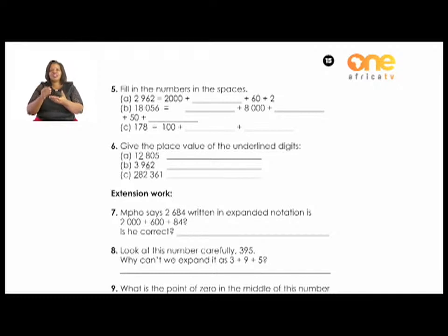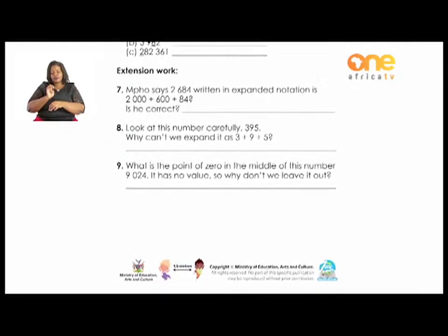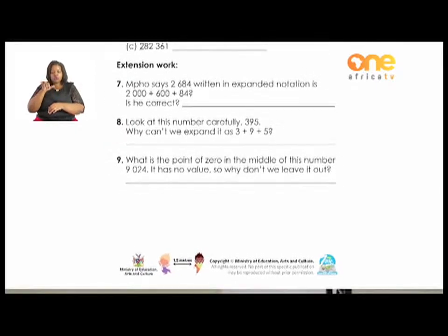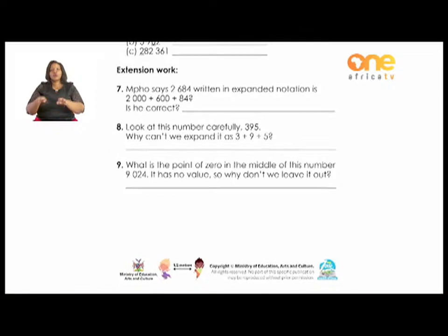Number 6 is for you to give the place value of the underlined digit. A to C, you can see in A, 2 is underlined. In B, we have 6, and in C, we have 2. So remember, put your place values with a pencil for you to know exactly which place 2, 6, and 2 are in. You can also do that, it's very easy. And the extended work is for you to practice more and more.